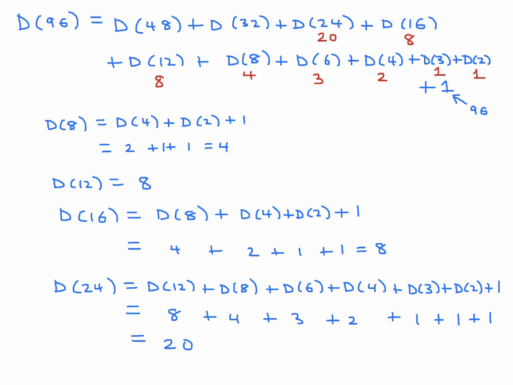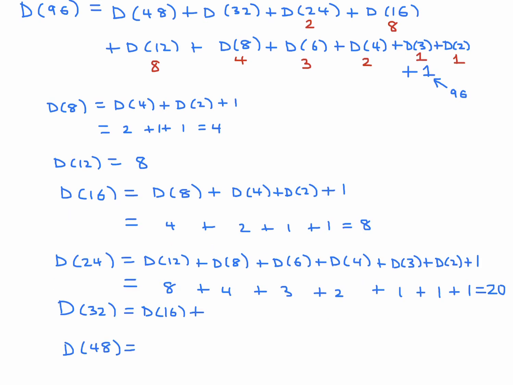Let's squeeze it in on the same page. So D32 is D16 plus D8 plus D4 plus D2, and then don't forget that 1 at the end. And this is going to be 8 plus 4 plus 2 plus 1 plus 1, and that is 16. So we are almost done.